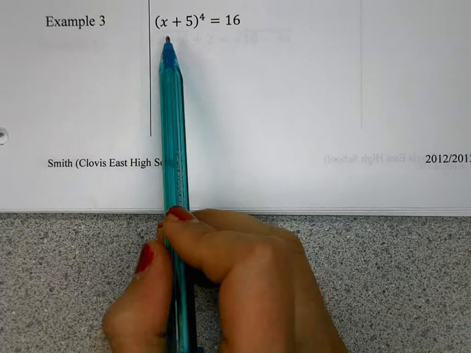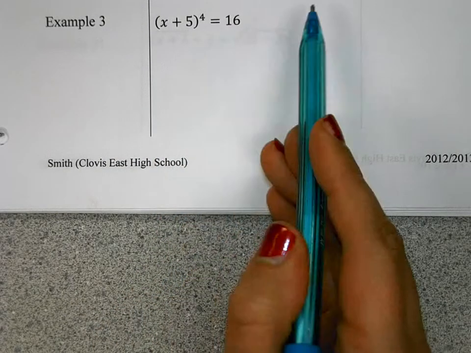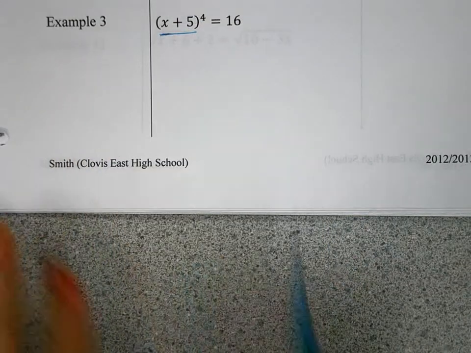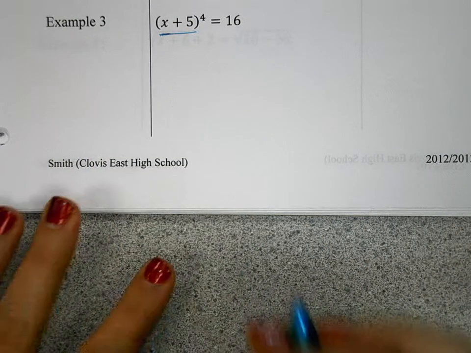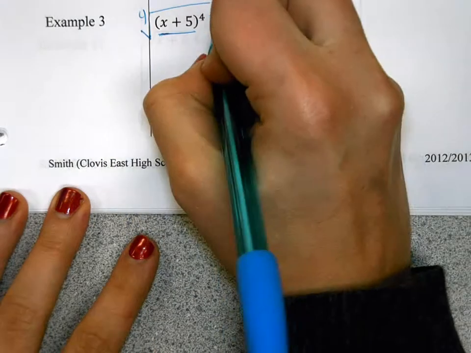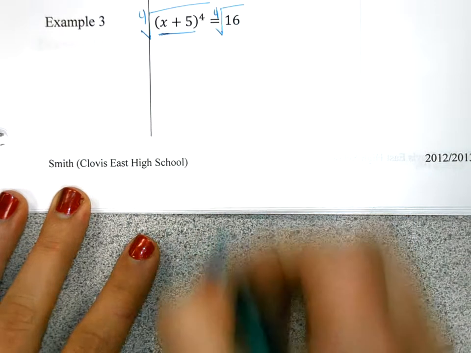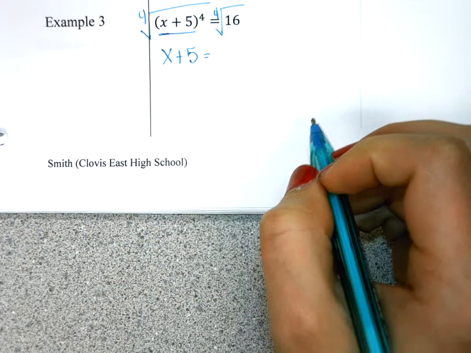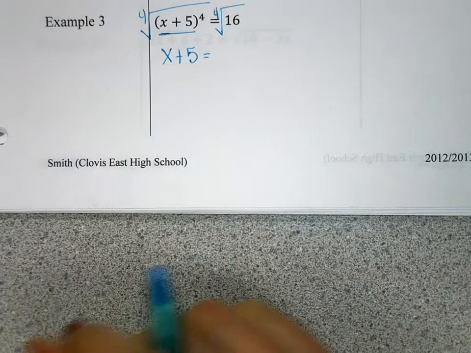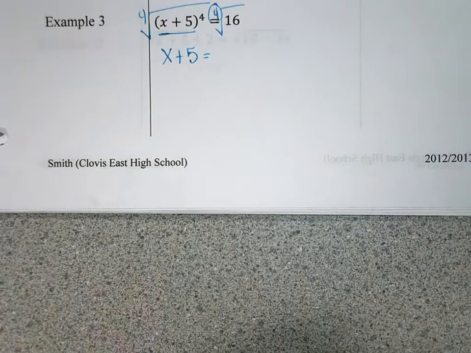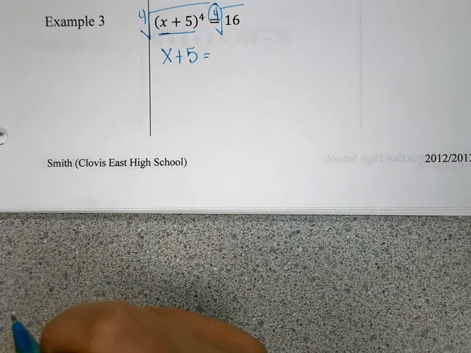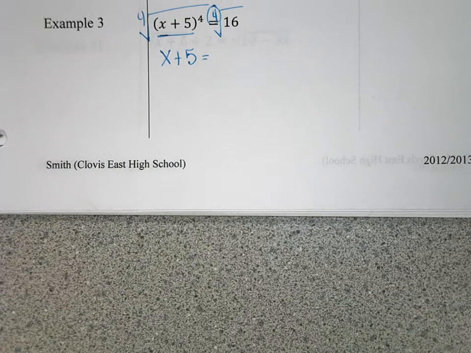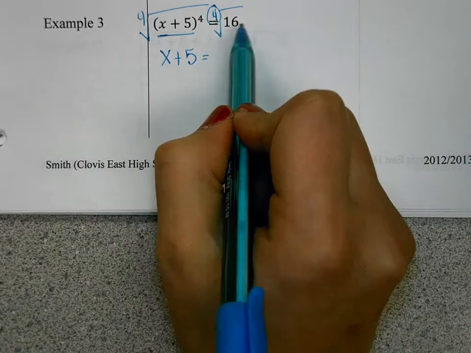Example 3, we have (x + 5)^4 = 16. My exponent term is already by itself, so I'm going to take the 4th root of both sides. So that gives me x + 5 equals the 4th root of 16. Now because my index is even this time, we do have to worry about plus or minus, because if I multiply a negative number 4 times, that could still give me a positive number on the inside.